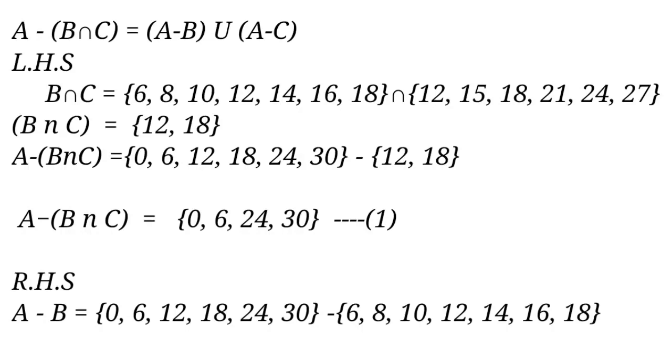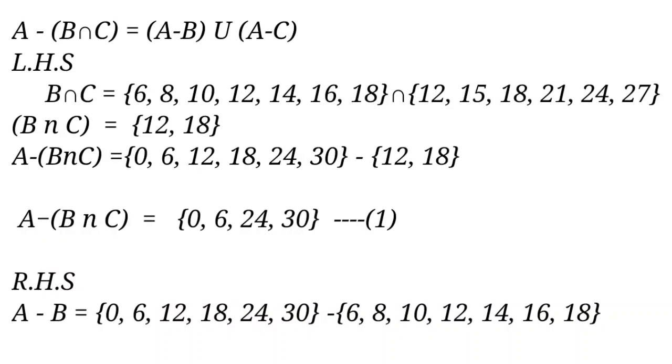Difference means only in A, not in B intersection C. Therefore, A minus B intersection C is equal to {0, 6, 24, 30}. That is equation number 1.